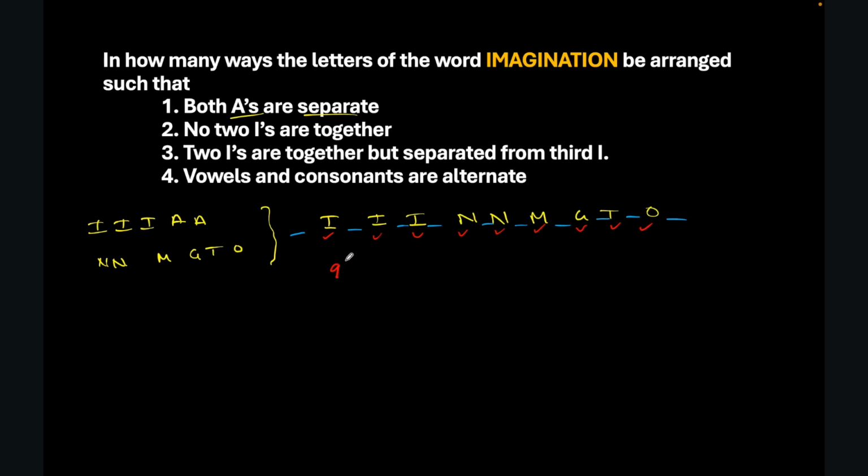Okay, so there are 9 factorial. Again, letters are the same, they're not distinct, so 3 factorial for the I, 2 factorial for the N. And then we have to basically allocate the A's. So the A's can go in any of the 10 blue spots, and I've just put 2 of them, so 10C2. That's it. This was my first case.